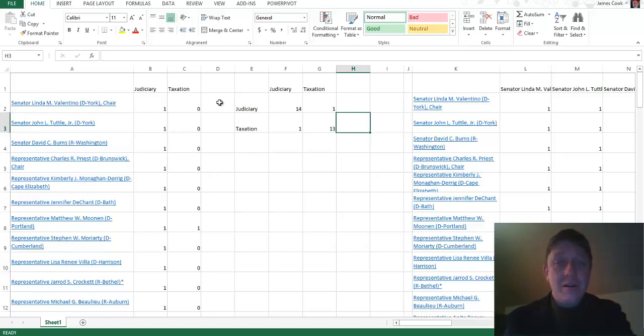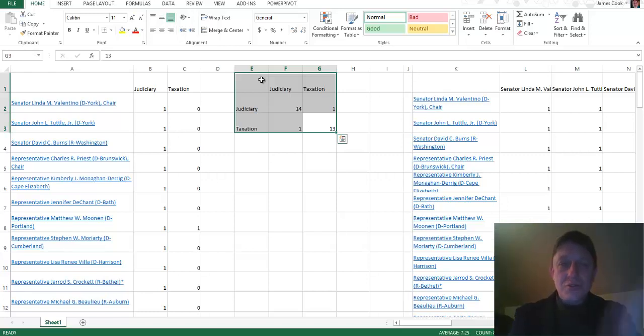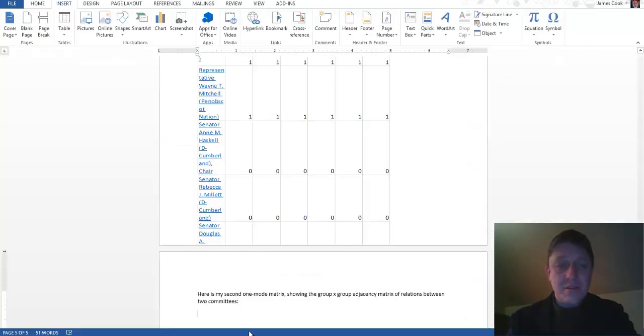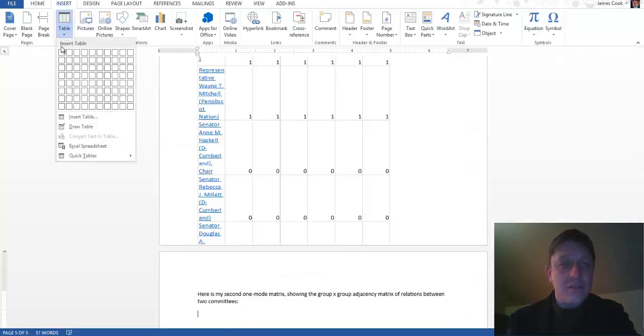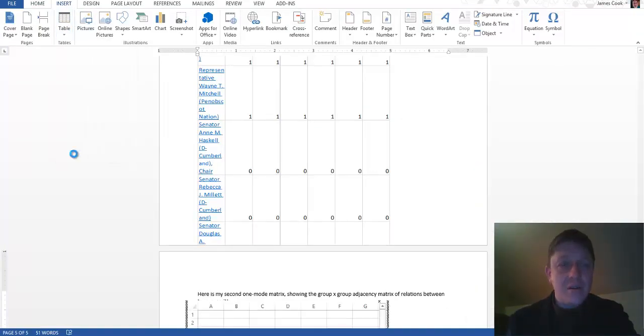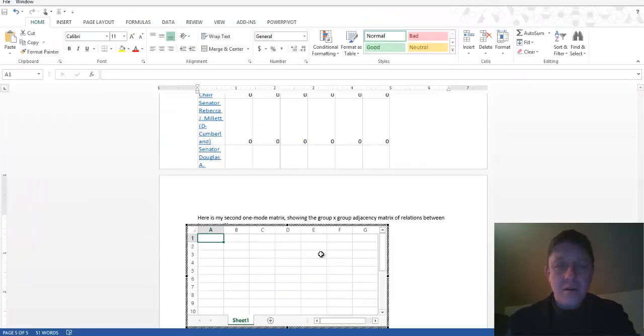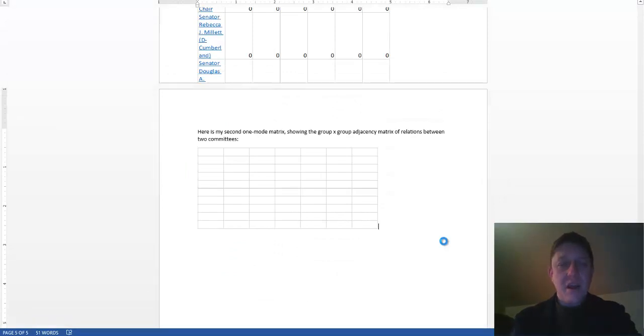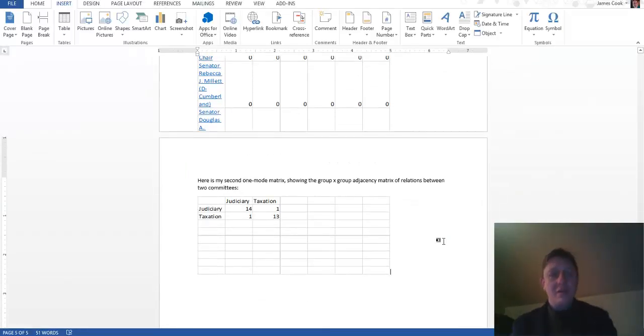And there's our 2 by 2, meaning 2 rows, 2 columns, matrix. It's a one-mode matrix. And if we insert a spreadsheet, boom, there it is. And I have done my work.